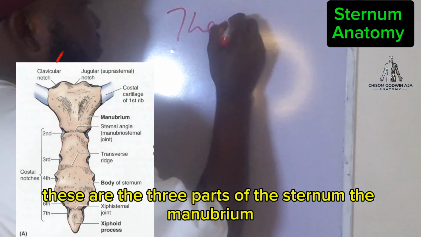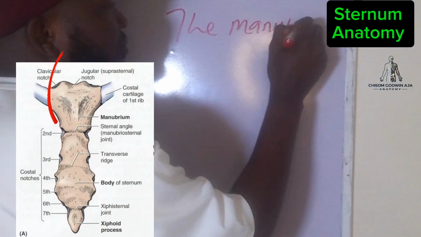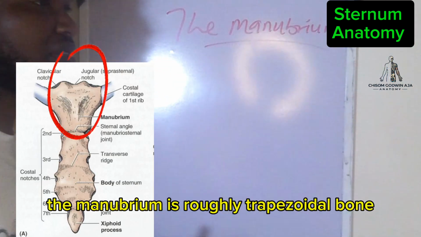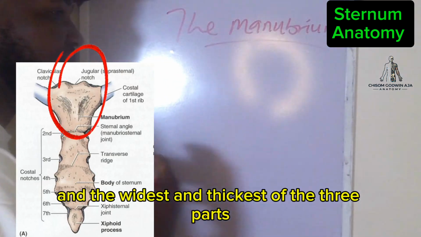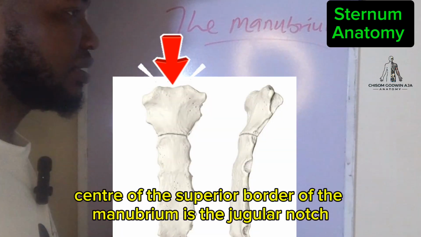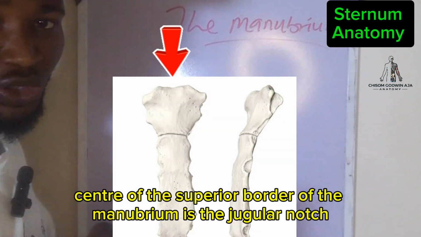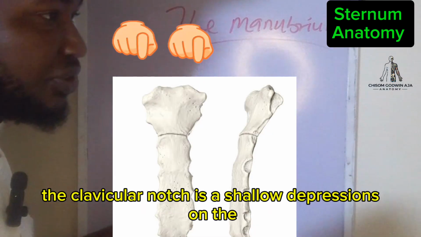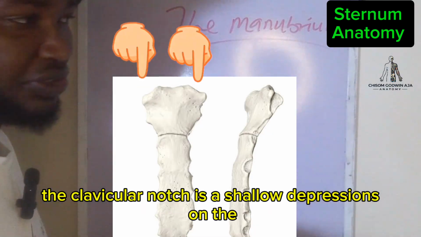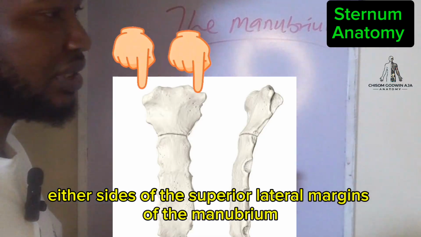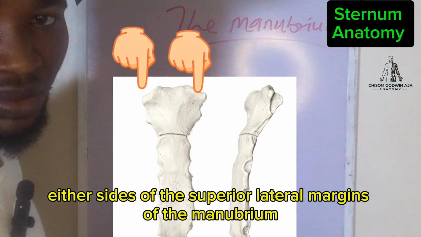The manubrium. The manubrium is a roughly trapezoidal bone and the widest and thickest of the three parts. The concave center of the superior border of the manubrium is the jugular notch or the suprasternal notch. The clavicular notch is a shallow depression on either side of the superior lateral margins of the manubrium.